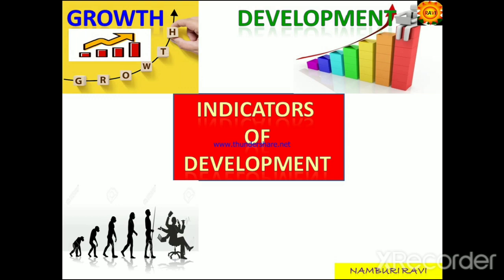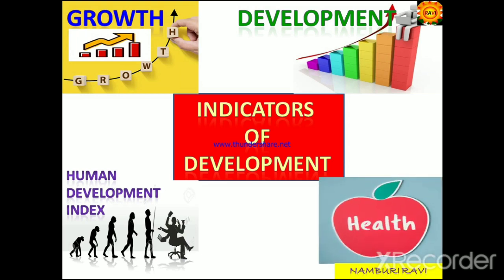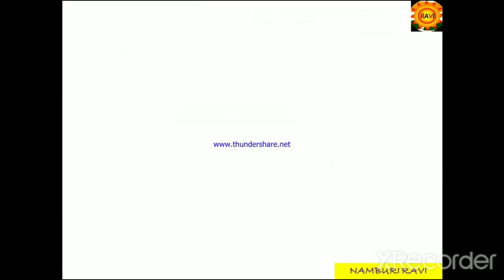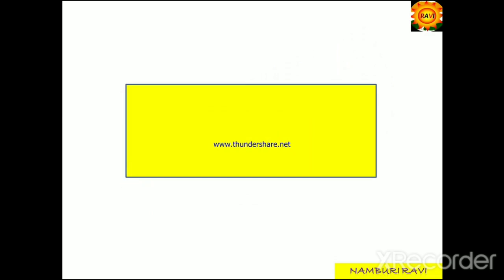is the second indicator. And the third indicator is the human development index, meaning the change of human beings from illiterate to literate, from unprofessional to professional. And the fourth indicator of development is health facilities. These are the four indicators of development.